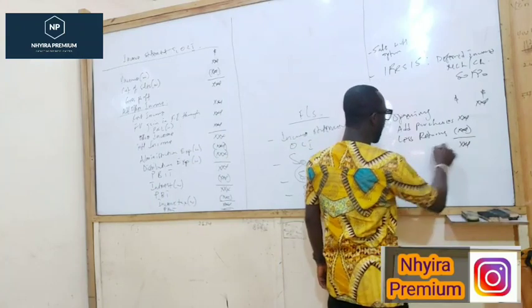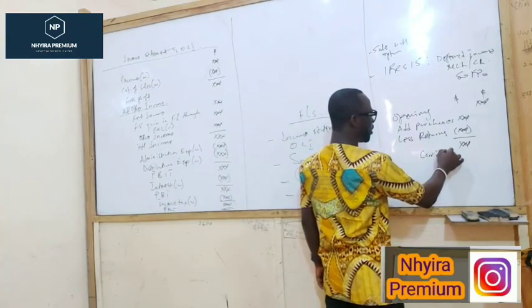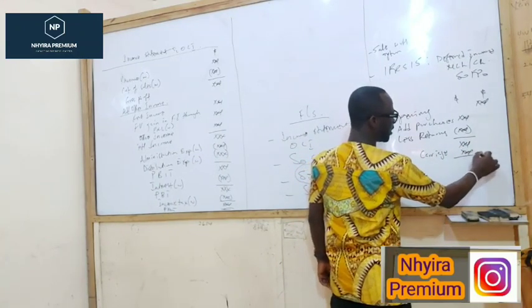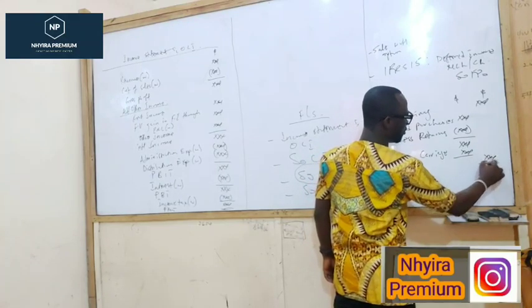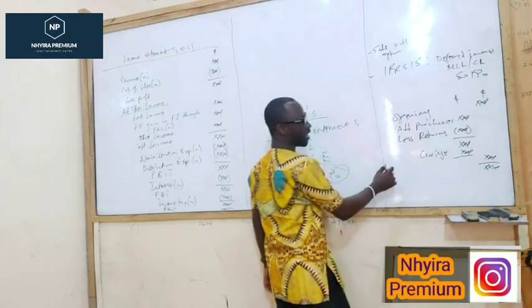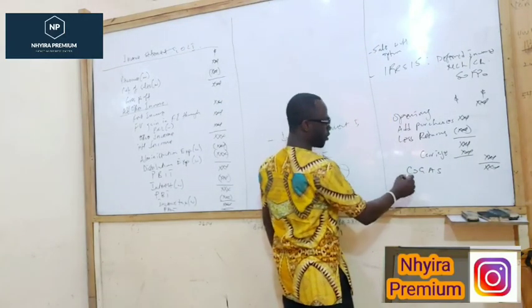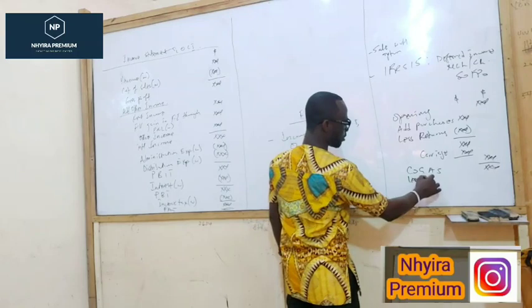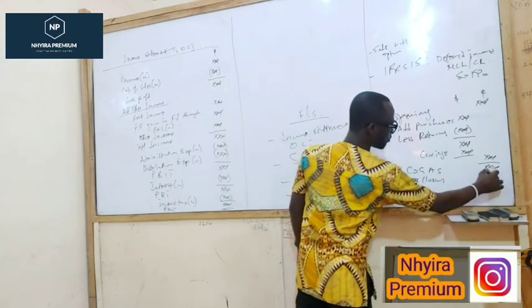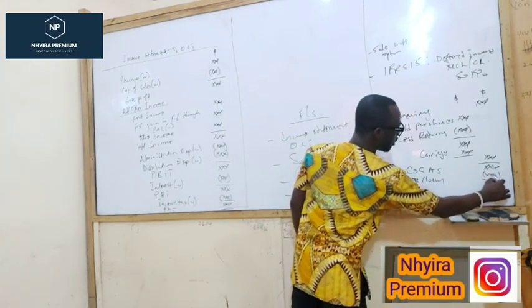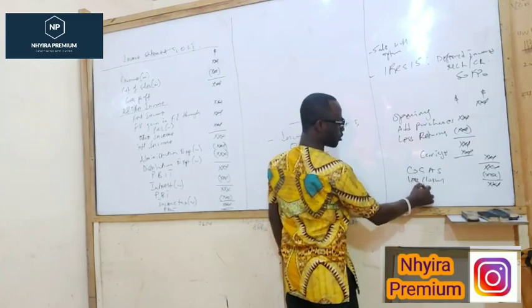Then sometimes there may be carriage on purchases. Like I said, the examiner may not go this route, because this is KG2 things, but we don't know. Then we get cost of goods available for sale. Then we less closing stock, and that will give us cost of sales.